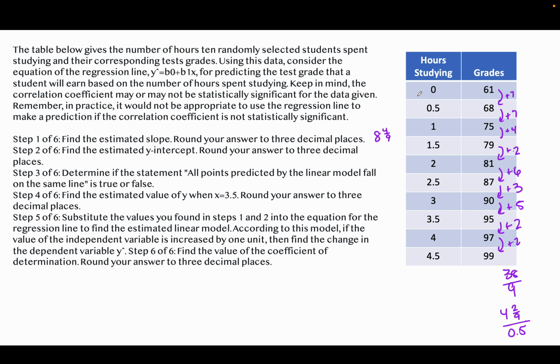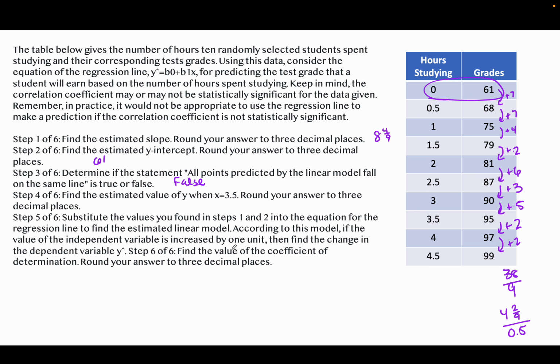So right now the y-intercept is 61, so we're gonna say 61. Okay, determine if the statement all points predicted by the linear model fall on the same line, true or false. Well, this is false because this is not consistent. It doesn't go up by the same amount. The rate is not the same.